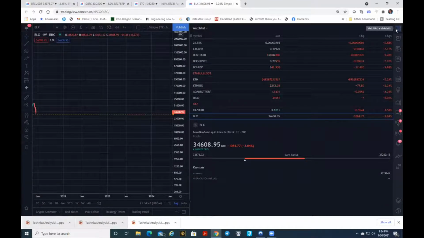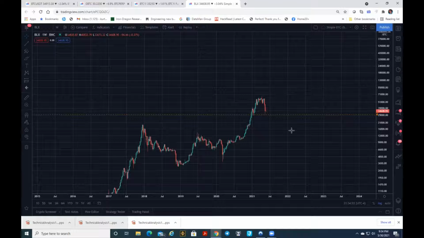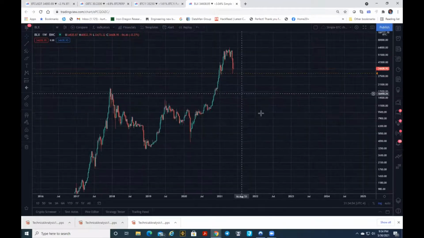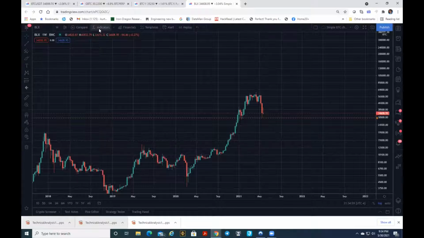Come back over and click on the watch list and details again to make it go away, and you have your chart. So the first thing that we're going to be going over is the RSI. It is a very, very good indicator that you can use, and all of the information on it is already on TradingView. We're going to be going over the simple indicators that you can use prior to getting into the more difficult ones and less used ones.